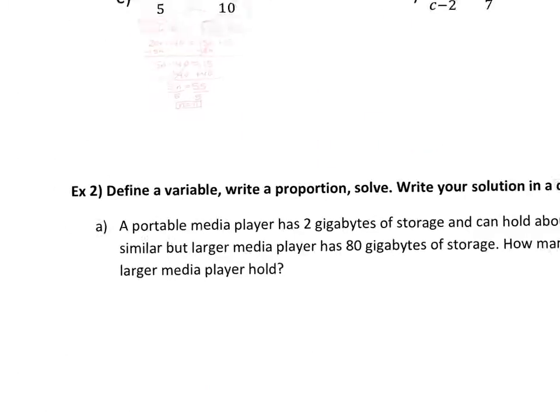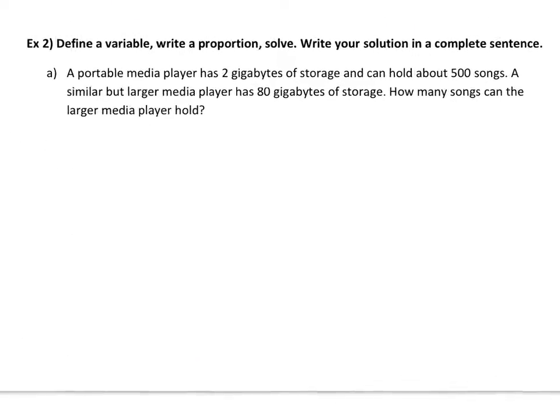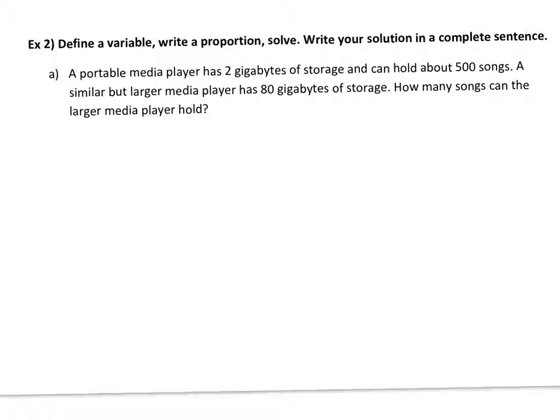Okay, word problem. So we're going to still use our 4 steps here. We're going to define a variable, write a proportion, solve, and then write your solution in a complete sentence. Okay, a portable media player has 2 gigabytes of storage and can hold about 500 songs. A similar but larger media player has 80 gigabytes of storage. How many songs can the larger media player hold?